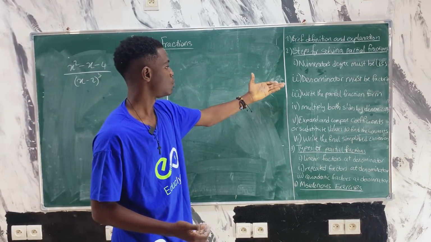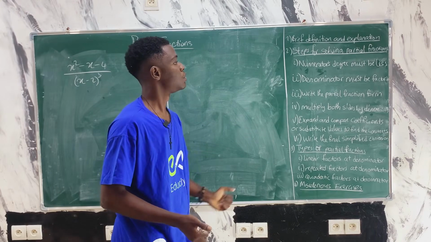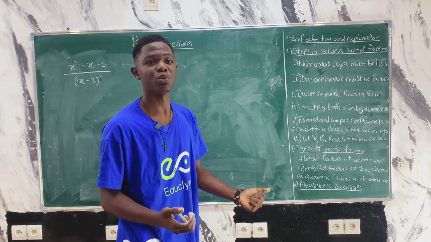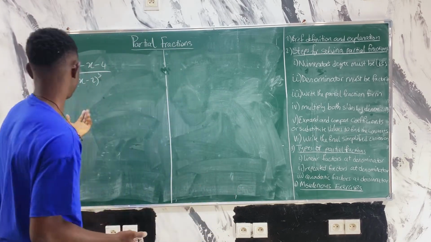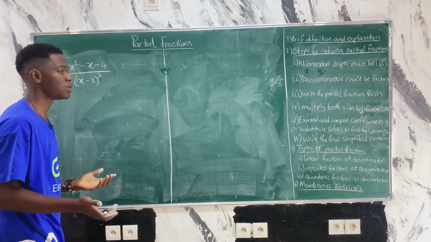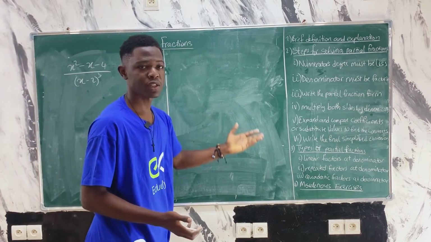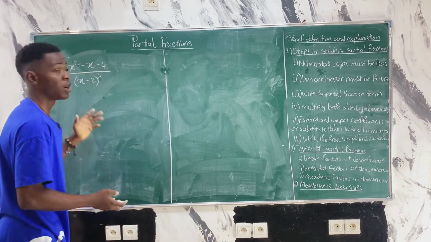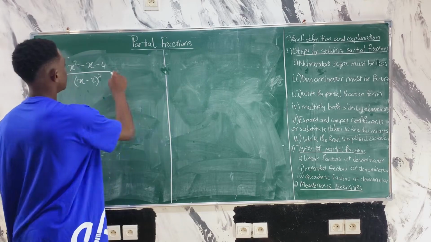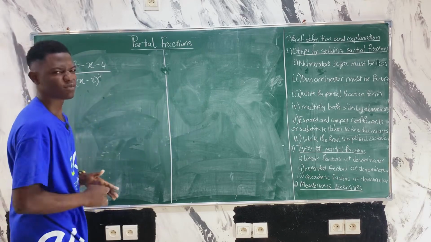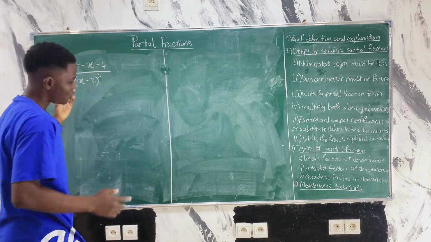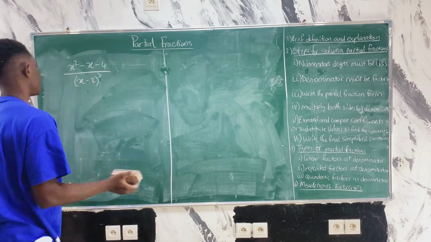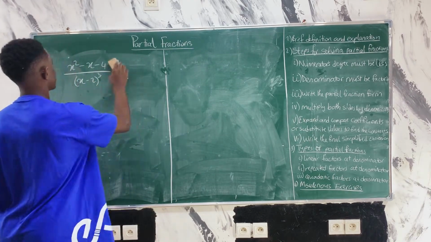Then you make sure that the denominator is factorized. Here we can see it is factorized. Then you write the partial fraction form. So I'll just help you with the partial fraction form. Nah, I won't help you. You have to know. So make sure you find it.